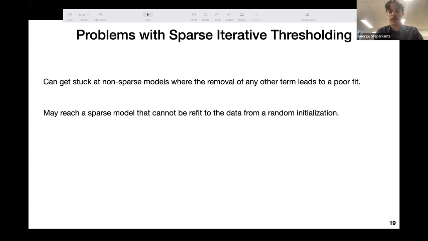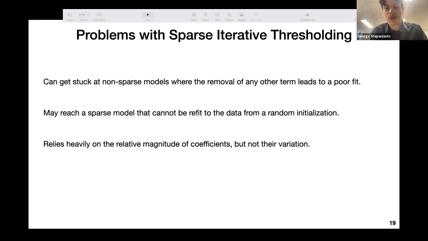Another thing that can happen, which is sort of surprising, is that sometimes you can reach a sparse model that you really like, that fits your data very well, but if you take the coefficients of this model and you reset them to some random Gaussians and try to refit them to your data, you won't be able to fit them again. So sparse iterative thresholding takes a very particular route where it optimizes your model, thresholds, reoptimizes, and this pathway is what led you to fit your data. So if you try to reset the coefficients to something random and refit them, it might not be able to actually fit your data again. So this model, in some sense, is not shareable. You can't give it to a practitioner and let them work with it.